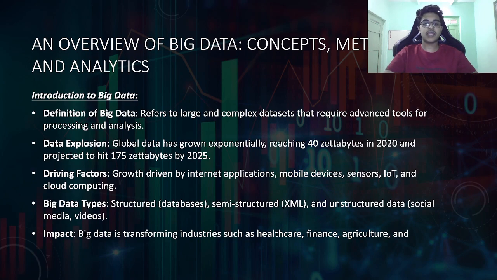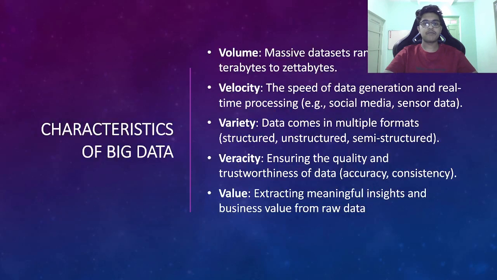Next one is big data types. Structured data is basically databases such as SQL, NoSQL, etc. Next one is semi-structured data, that is basically your XML as well as JSON files, and unstructured data is social media, videos. So these three are basically the different types of data that are going to be present as a whole. Next one is the impact. Big data is transforming industries such as healthcare, finance, agriculture, and much more.